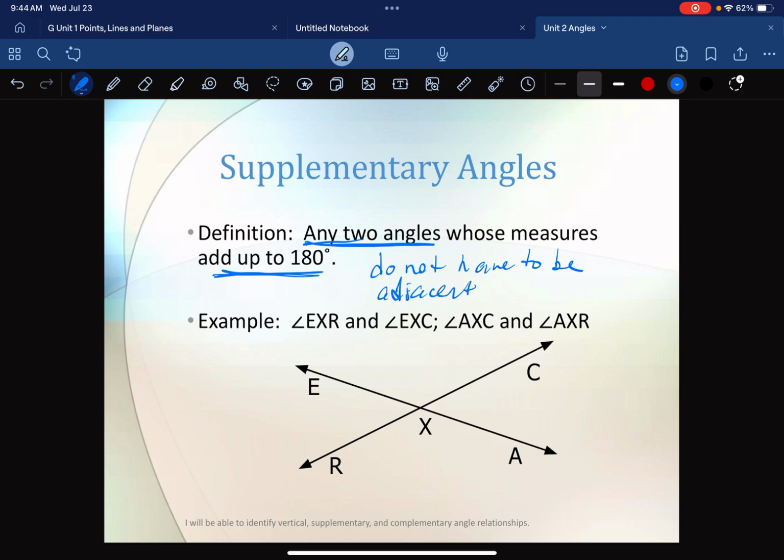They don't even have to be in the same drawing. Okay, that says adjacent. Can you read it? Sorry, a little sloppy sometimes.